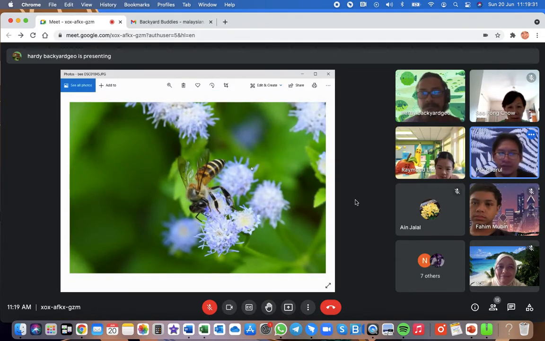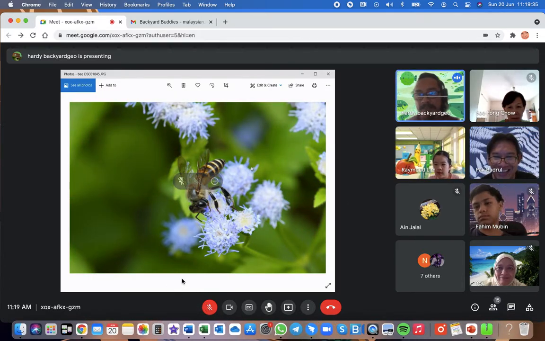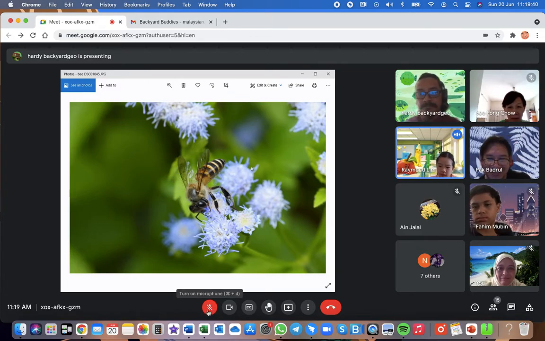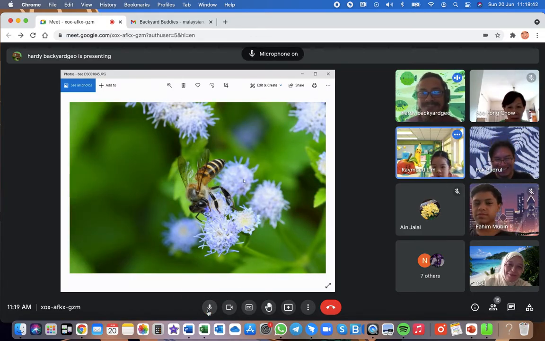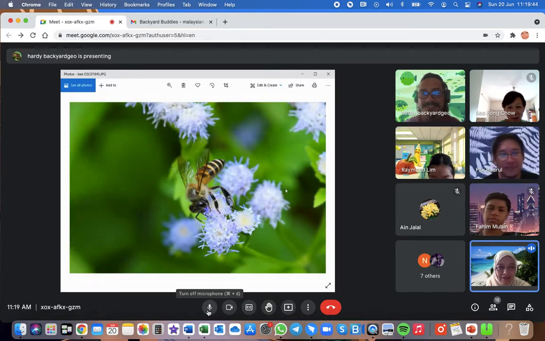What kind of bee is that? Honeybee. It's a common honeybee. Oh, I thought it's just a bee. There are many kinds of bees, aren't there? Many species, right? Yes.